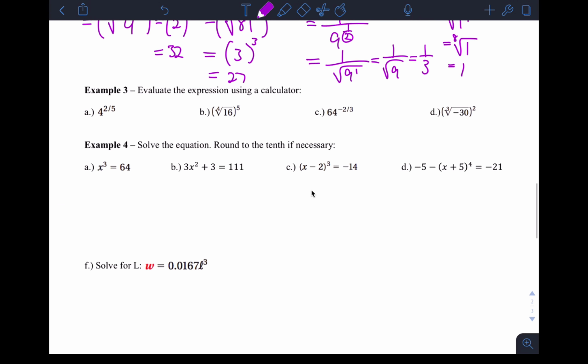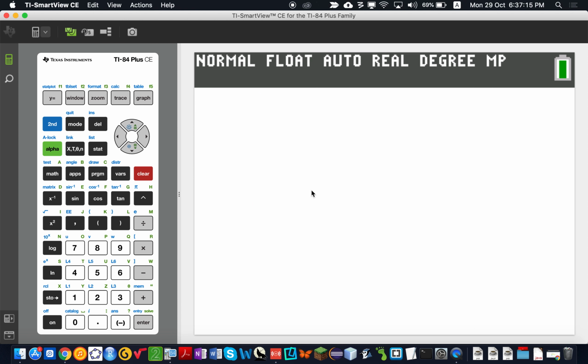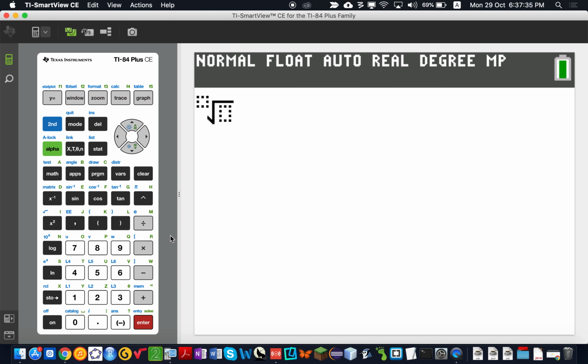Alright, then the next example 3 says, evaluate these expressions using a calculator. So you can enter all of this into your calculator exactly how you see it here. I'm going to transition and show you on the calculator what to do. So if you have the TI-84 Plus CE like we recommended you to have, there's a nice function here. You go math, and then you go down to the xth root. So that's like the nth root, except they just use the letter x. And basically here you can type in whatever you want.